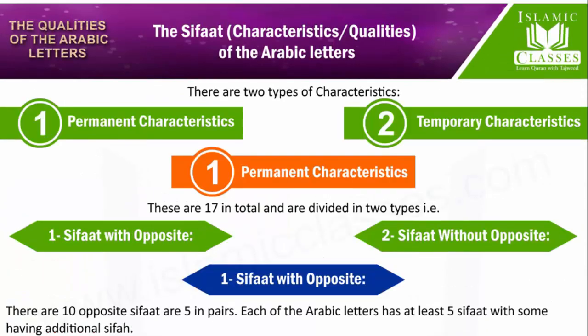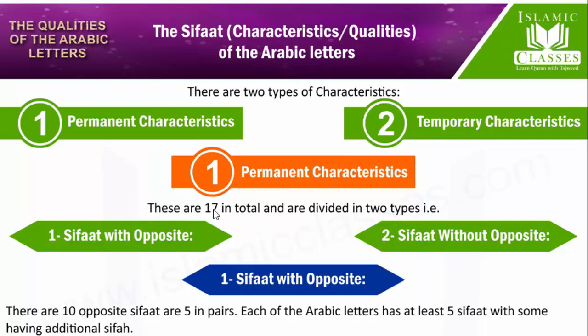Here are the types of the characteristics. There are two types of characteristics, as we read right now. The first is the permanent characteristics, the second is the temporary characteristics. So these are two major types. Inshallah, we will learn these things. First of all, we start with the permanent characteristics. In the permanent characteristics, there are 17 Sifat in total, and they are divided into types.